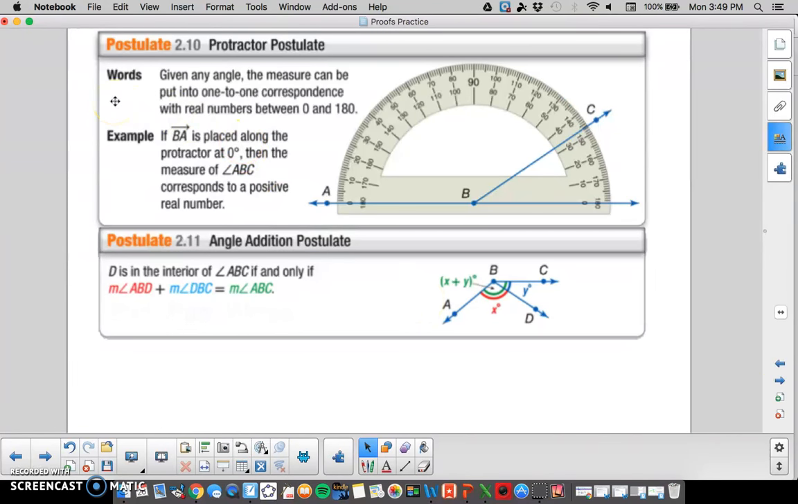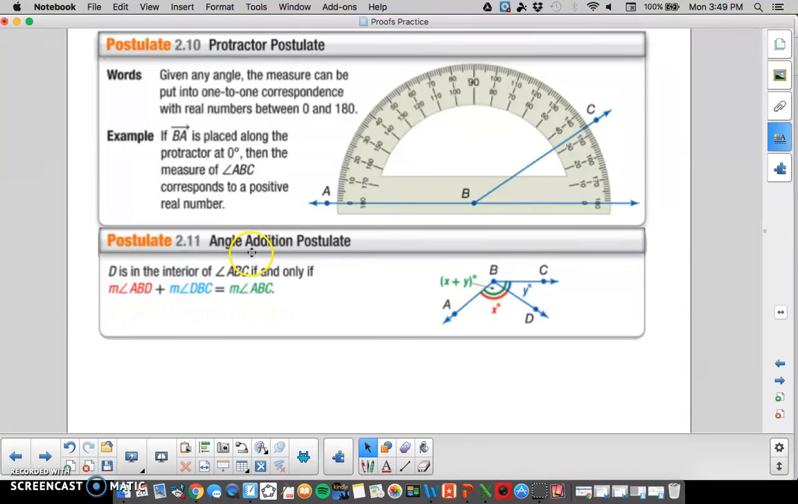Our next postulate is the Protractor Postulate. It's really similar to the Ruler Postulate, except this time we're dealing with angles. So we can assign an angle measure based on where the sides of that angle are on the protractor. So from angle ABC, we could assign it a protractor measure of 146. Or angle CBD, labeling this point D over here, we could assign it an angle measure of 34.